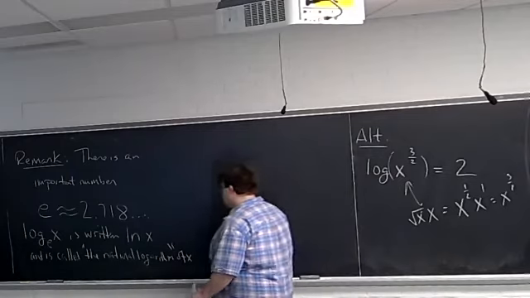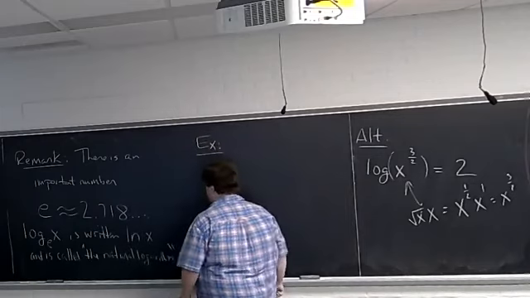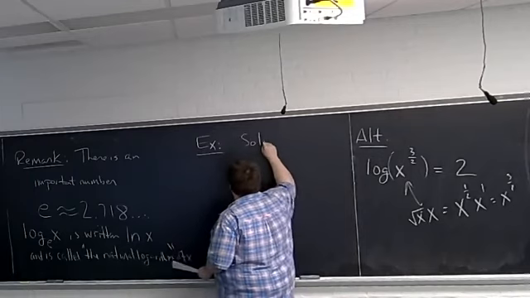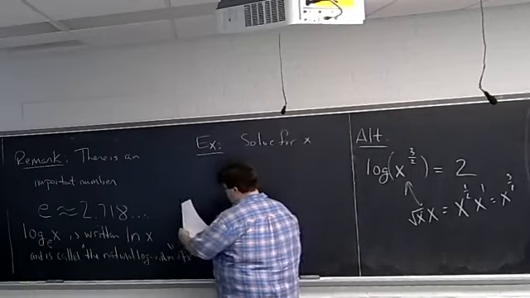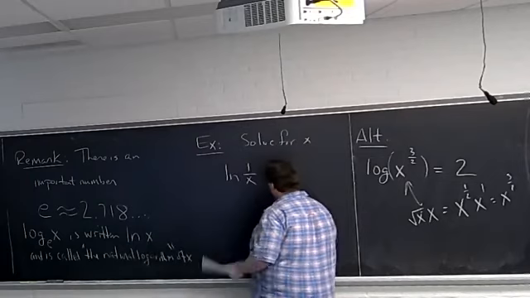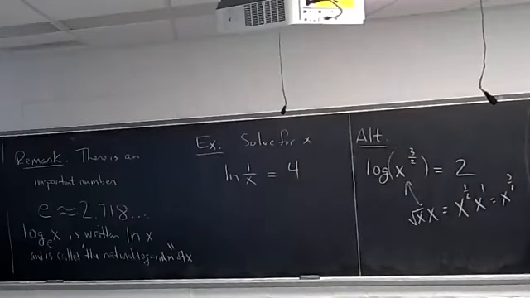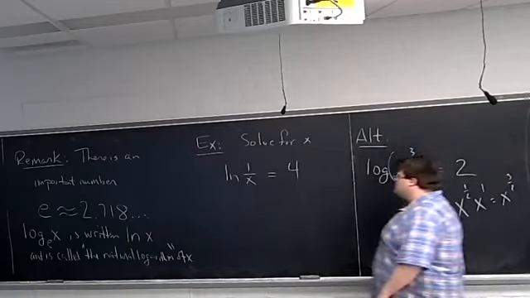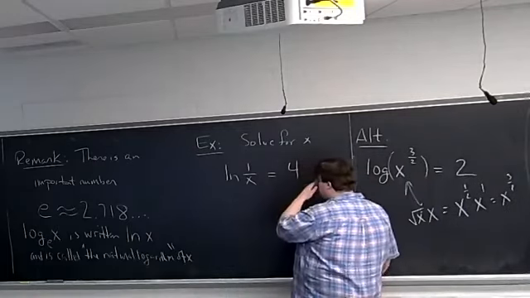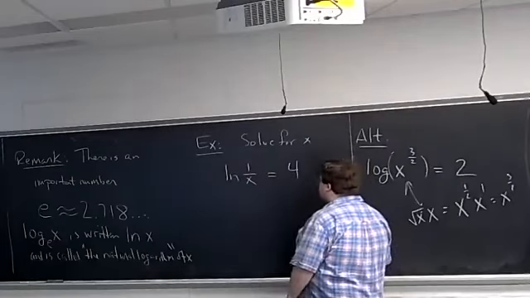And let's just look at a quick example of solving one of these. Solve for x: log of 1 over x equals 4. Solve this for x. Well, we could use our logarithm properties. You could use an exponential property. I'm not going to do that. I'm going to get rid of the logarithm first and then handle that.